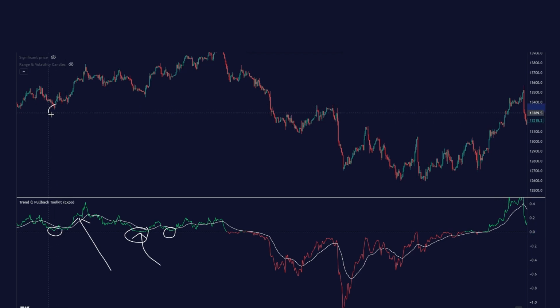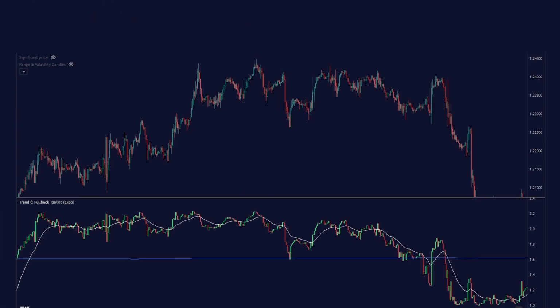So we can enter long right there, we can enter long right there, and we can enter long right there. This is the main concept of how this indicator works. And let's have a look at a short example. We can see that the line is red, indicating a negative trend. Once the volatility line comes back up and retests the midline, we have a short trade.